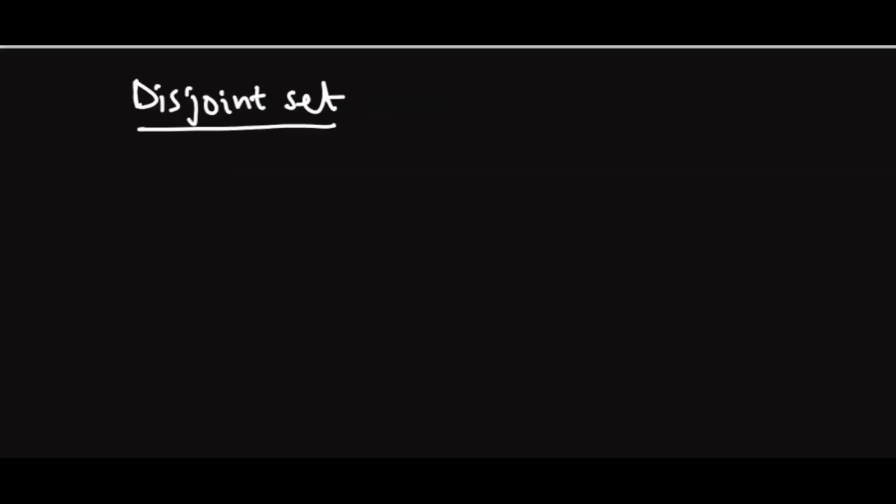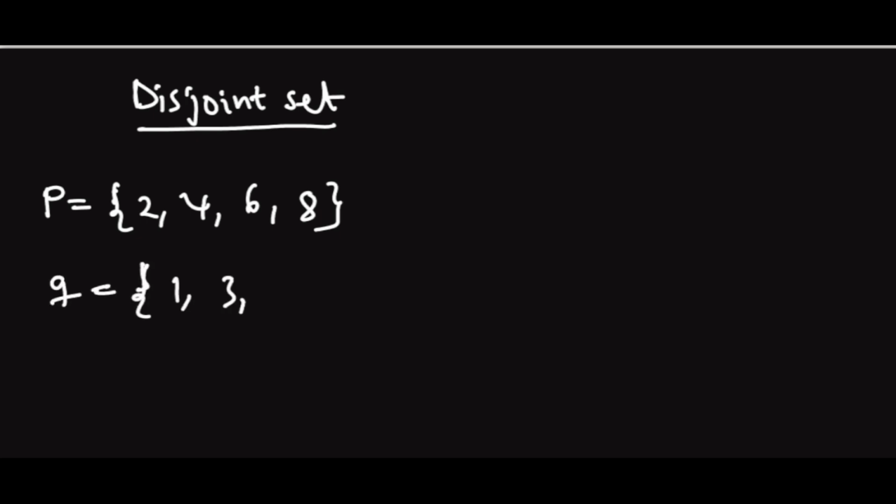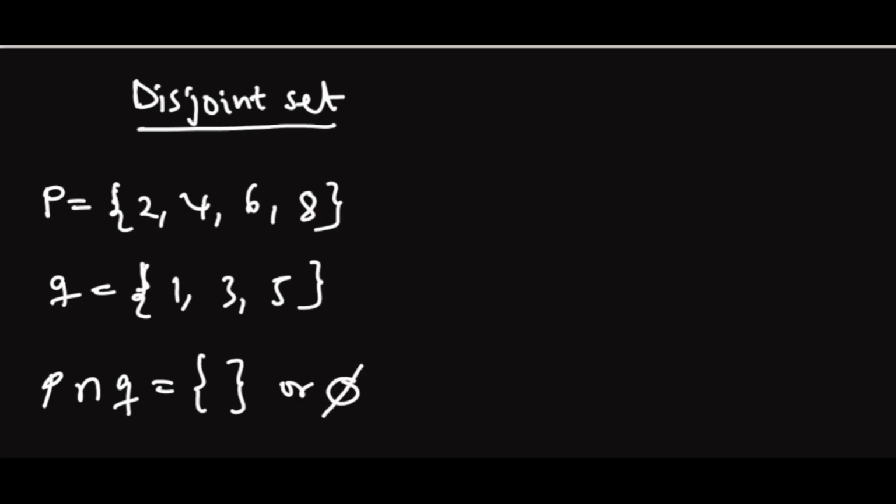Now, the opposite of intersection is a disjoint set. So let's say you have a set P equals 2, 4, 6, and 8. And let's say you have a set Q equals 1, 3, and 5. Now, in this set, you cannot find P intersection Q. Why? Because there's no number that is common between P and Q. Therefore, this is an empty set. Or you can use this notation to mean empty sets.